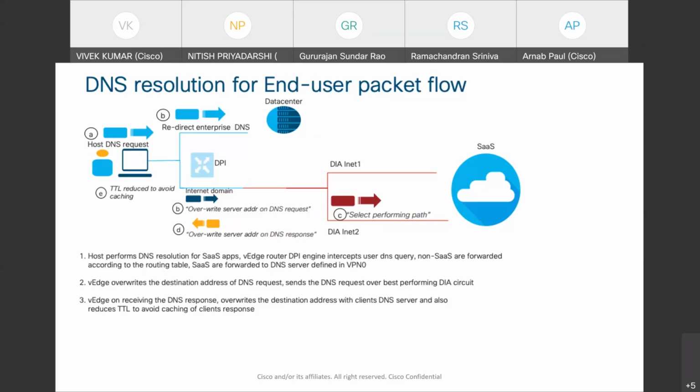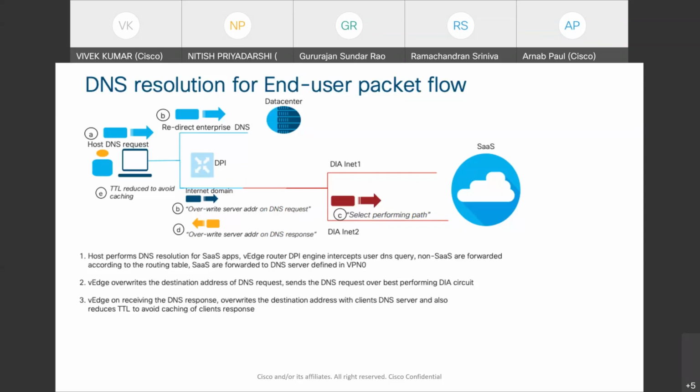Now in step 3, the request is sent over the best performing ISP link on the basis of our VQoE score that we have just explained. Whichever link is best, whether it is ISP1 or ISP2, it will send the traffic to that link.